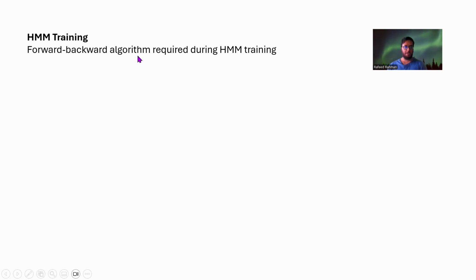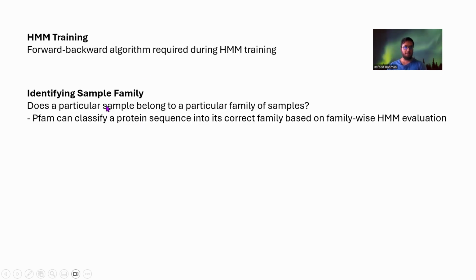Okay, so this is one application of the forward algorithm. The other application is to identify sample family. So I'm going to give you a simple example. In the real world, you have different families of protein sequences, right? Suppose you have 3 families of protein sequences, and PFAM actually is a kind of database which keeps track of these families.